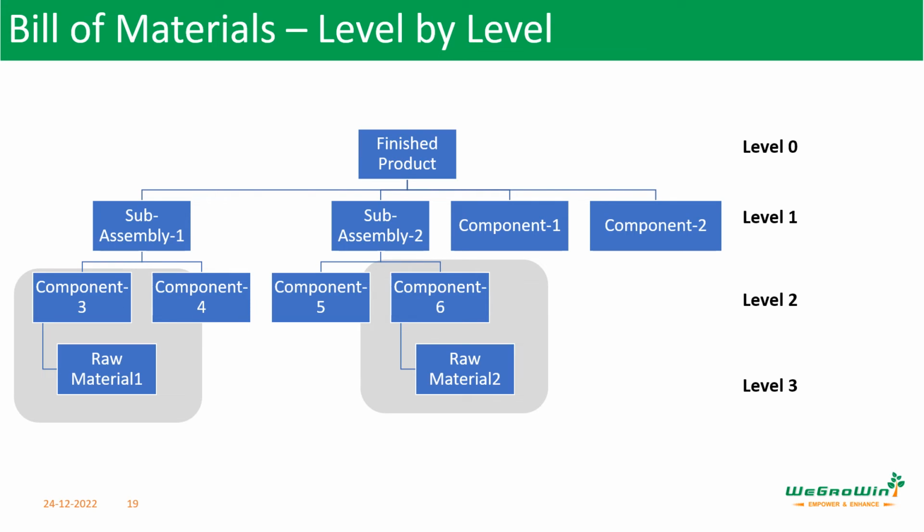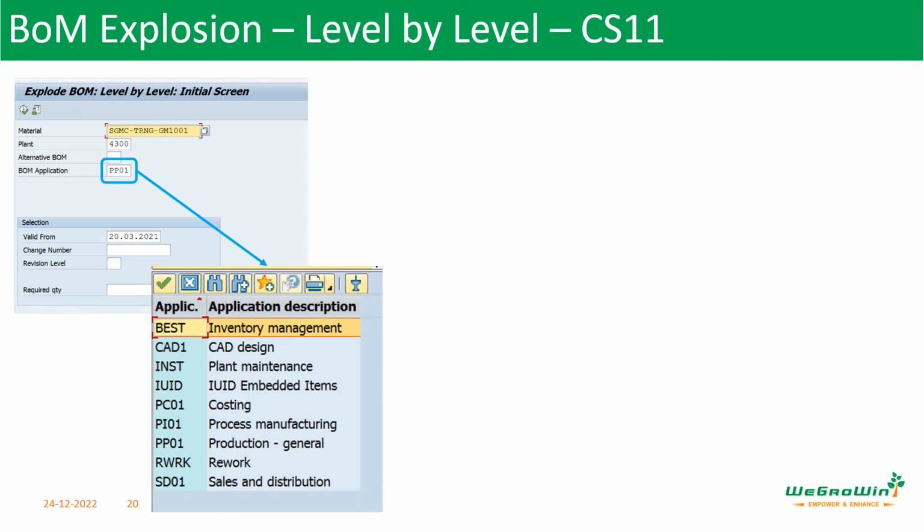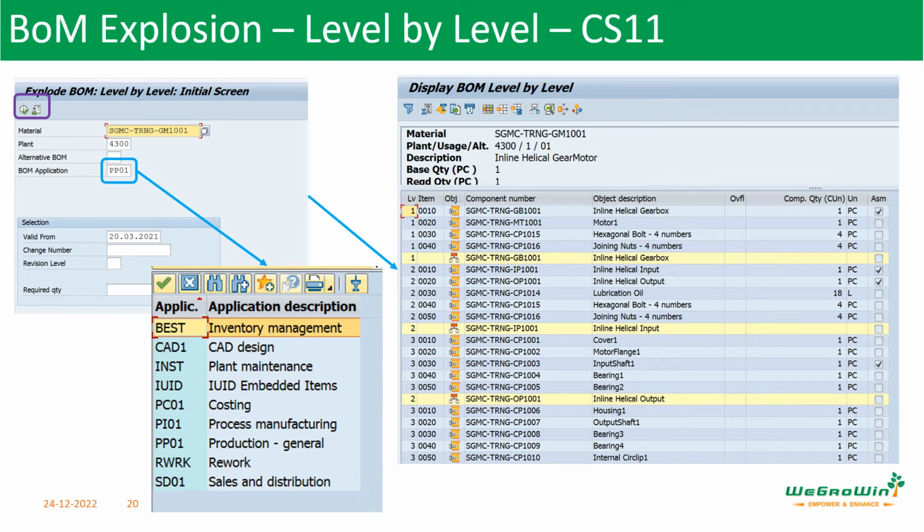How to see this in SAP? In SAP, we can see level by level BOM using the transaction code called CS11. After entering this transaction, here we will enter the material, the plant, and the BOM application as PP01. So there are different applications for BOM. So here we are seeing it for the production planning purpose. So we will enter PP01 production general and then execute the transaction. We get the output here.